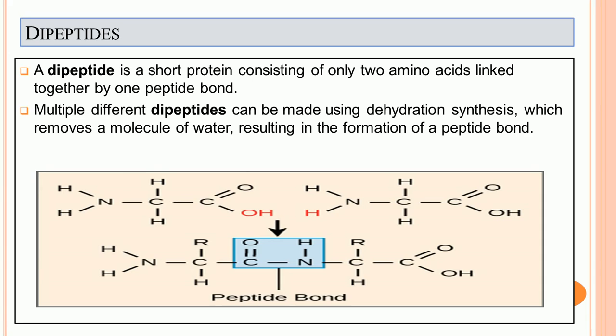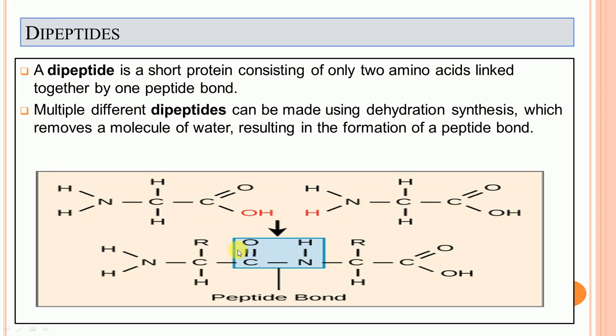So as we know about dipeptides, a dipeptide is a short protein consisting of only two amino acids linked together by one peptide bond. Multiple different dipeptides can be made using dehydration synthesis, which removes a molecule of water, resulting in the formation of the peptide bond.